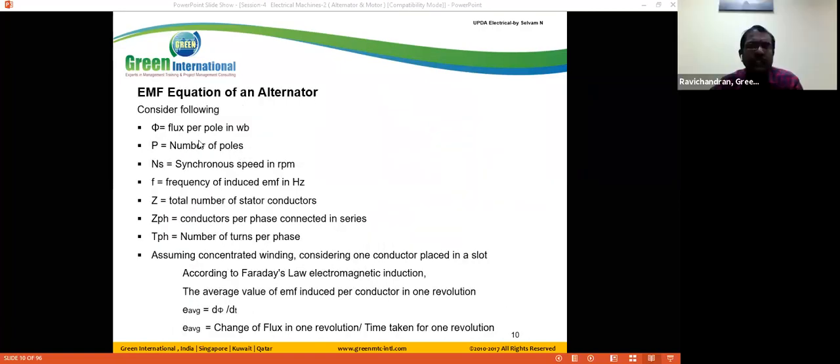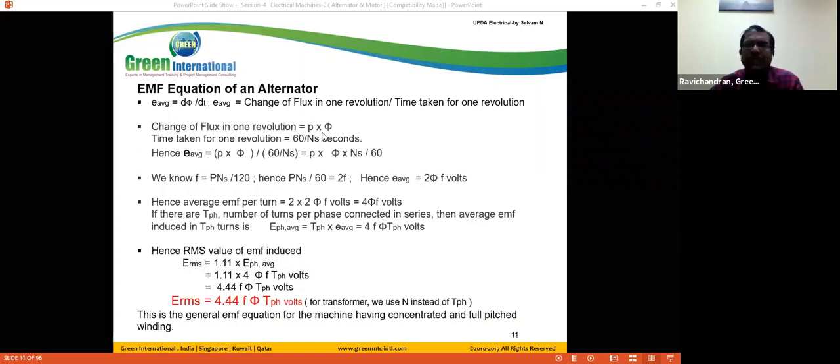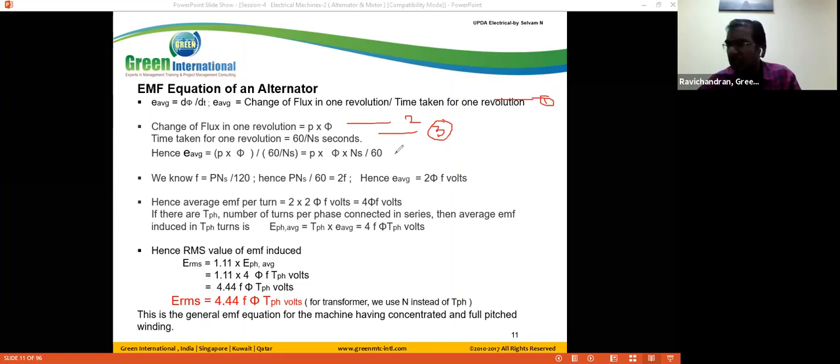So that's why we write the change of flux in one revolution, which is equal to P into phi, number of poles into flux. The time taken for one revolution is 60 divided by N, because N is RPM, revolutions per minute. One minute gives N revolutions. In seconds, we have 60 divided by N. So now we substitute these equations: say this is the first equation, here is the second equation, here is the third equation. Substitute 2 and 3 in 1, to give the... just a minute.